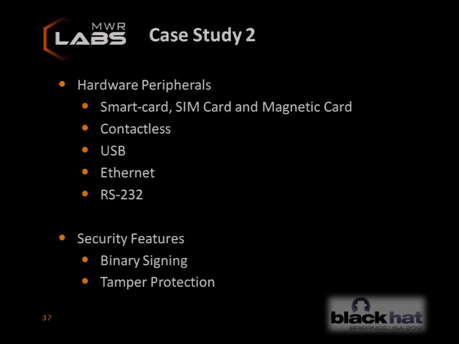The hardware peripherals add to the attack surface. Some of them have a smart card reader, SIM card reader, and magnetic card reader for the signature payments. They can also have contactless payments if NFC hardware is plugged into them. They have a USB port, Ethernet port, and RS-232. There are two interesting security features in this payment terminal. The first one is binary signing for the payment application, to protect against payment application tampering for malicious purposes. The second is a physical tamper protection mechanism, which is a pain if you drop the device on the floor.